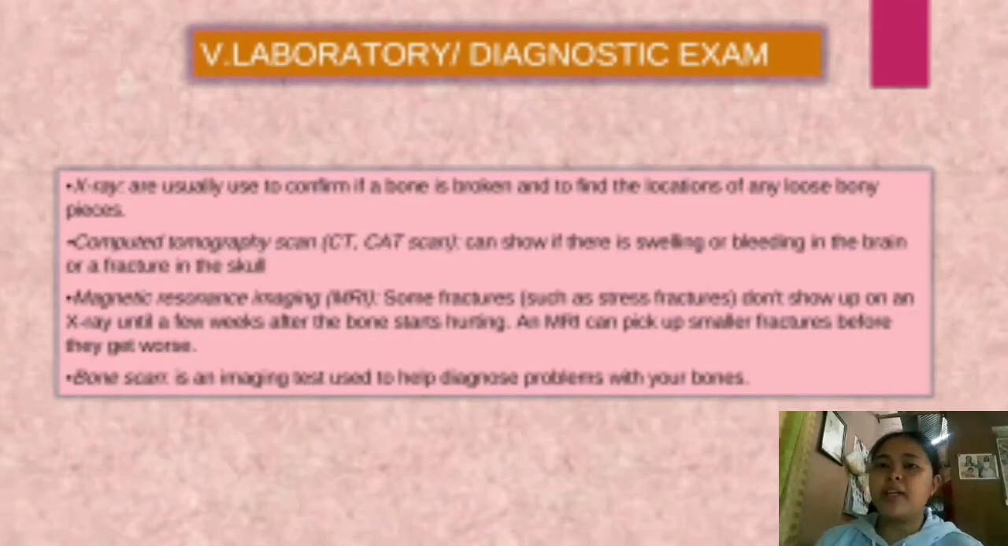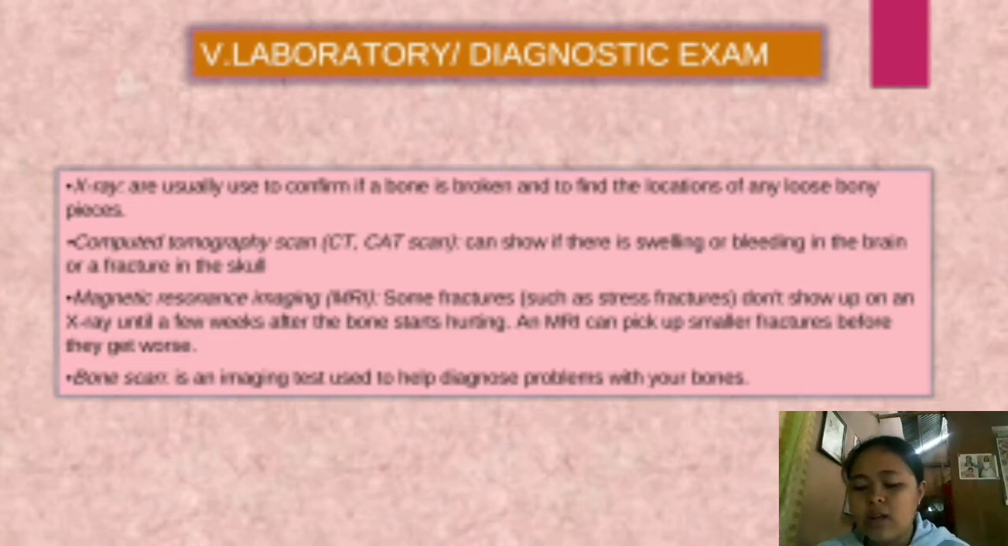Hello, my name is Fatima and I will discuss the laboratory or diagnostic exam. Doctors will closely examine the injured area for tenderness, redness, and swelling and will order diagnostic imaging tests to determine what type of treatment is appropriate. Diagnostic testing for fracture may include an X-ray, CT scan or computed tomography scan, or MRI, also known as magnetic resonance imaging.